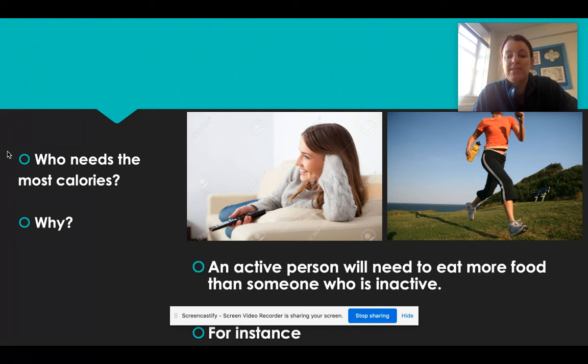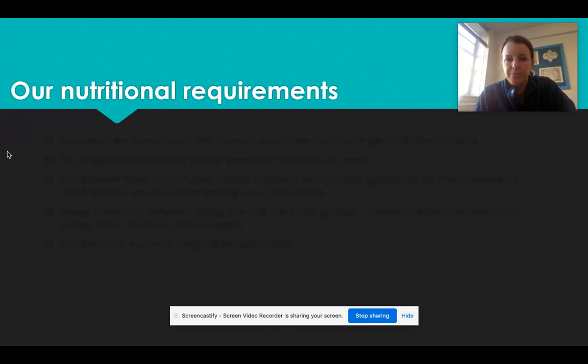Who needs the most calories here? An active person will need to eat more food than someone who is inactive. For example, someone who is training for a marathon will need to eat more calories than someone who is sitting on the sofa, who isn't having an active lifestyle. Make sure you write something like that down into your assignment.